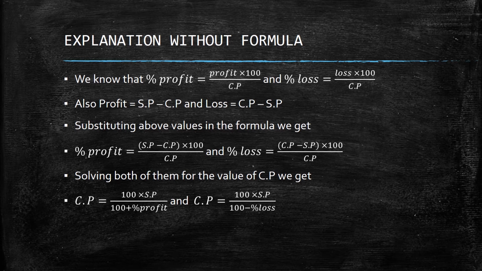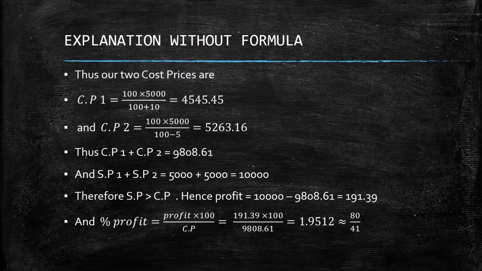We know how to calculate percentage profit or percentage loss if cost price and selling price are given. As you can see in the video, percentage profit is equal to SP minus CP by CP into 100 and percentage loss is equal to CP minus SP upon CP into 100. From both of these formulae, we can get an expression for the value of cost price as CP is equal to 100 into SP divided by 100 plus percentage profit and CP is equal to 100 into SP divided by 100 minus percentage loss.